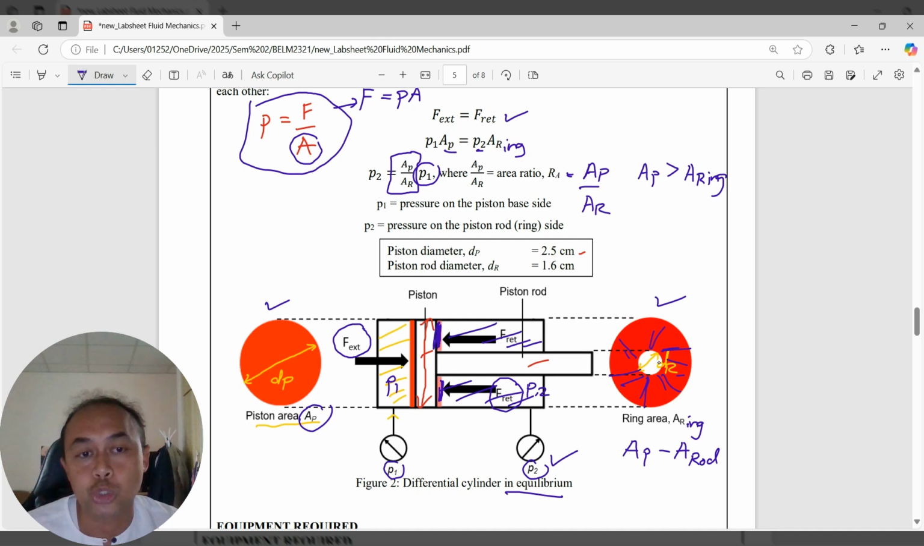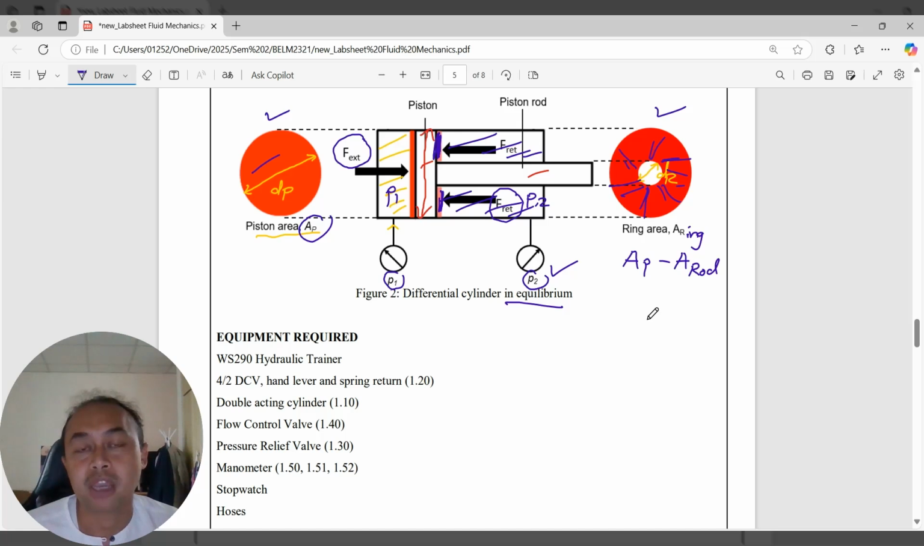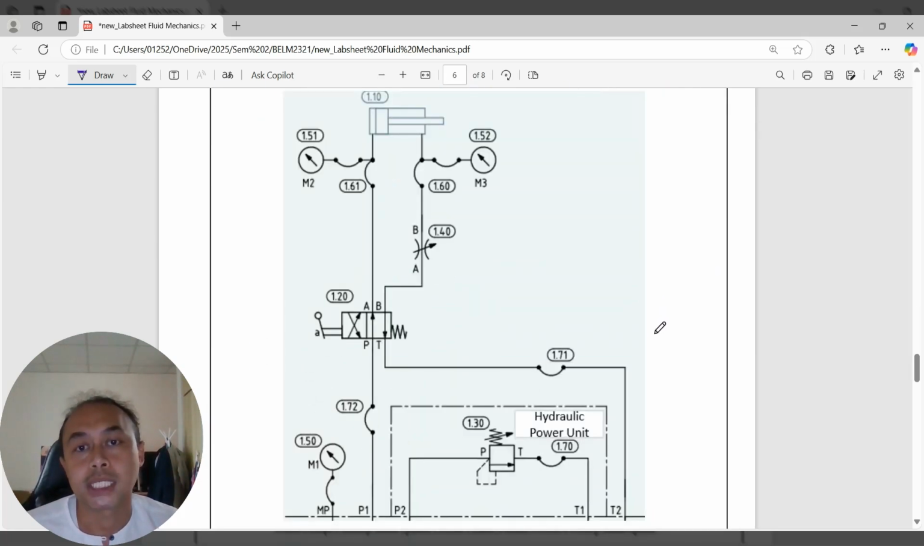Even from the visual, you can see the full piston area versus the ring area. Of course, the piston area is larger. So when you divide the larger value by the smaller value, your ratio will be greater than 1. So when you multiply P1 by any value greater than 1, you should get your P2 to be larger than P1. That is what you should expect from your experiment.